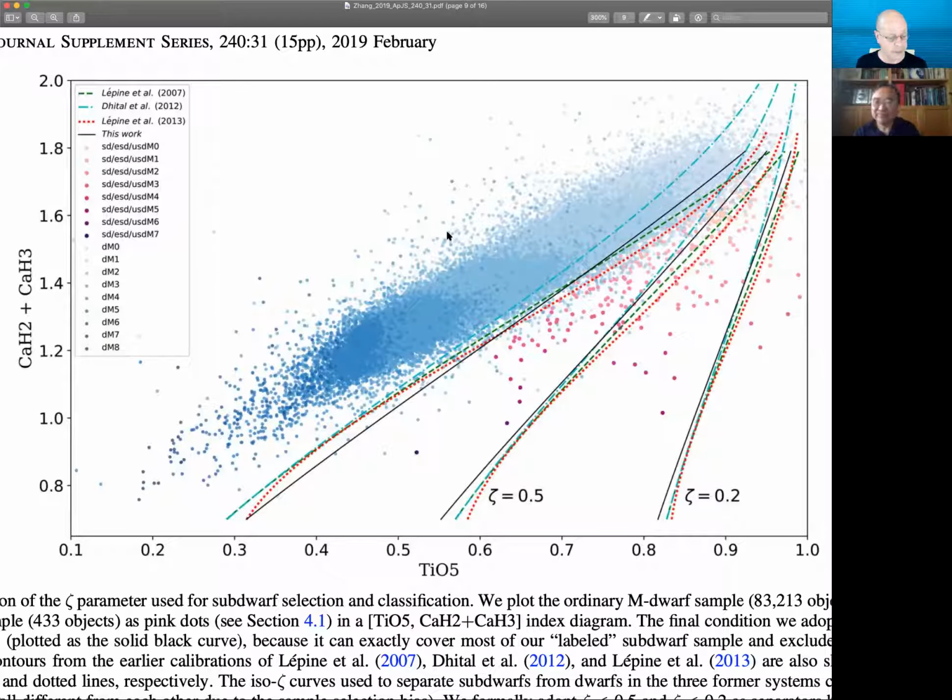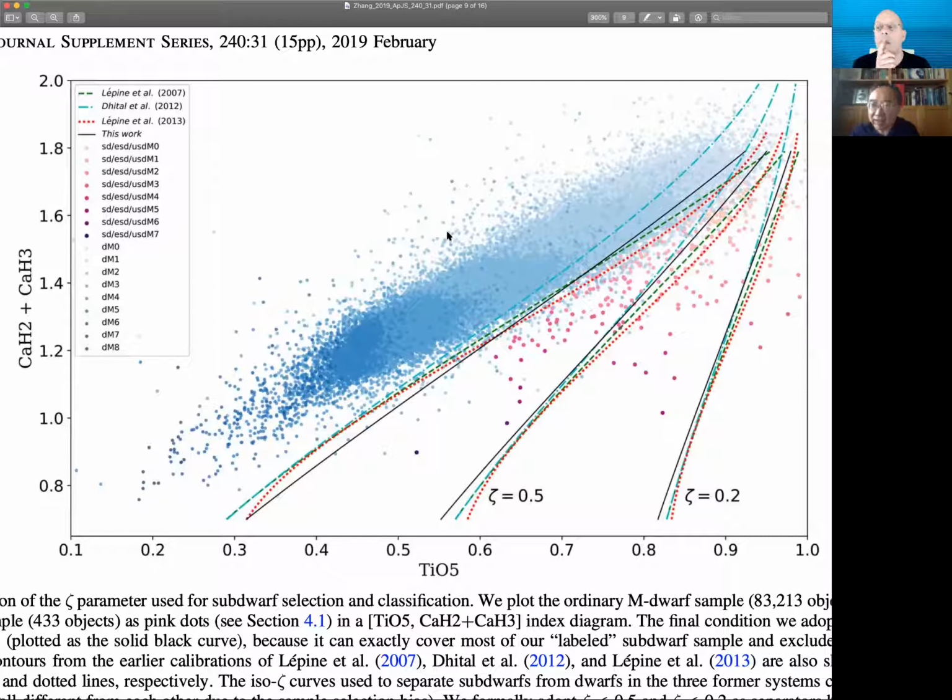Yeah. So in this work, we did not use the Gaia data. When we finished this work, we checked the Gaia data, and we found that not all the M-subdwarfs we got are located below the main sequence. Not all. Some of them are located just along the main sequence.